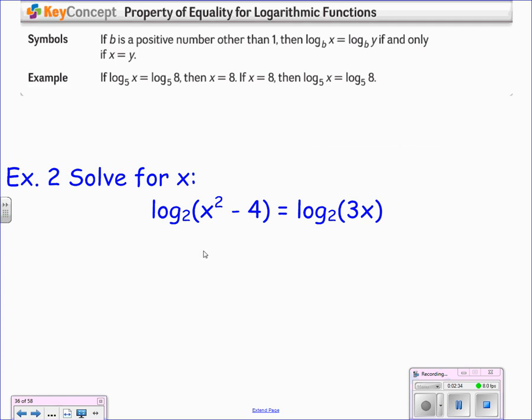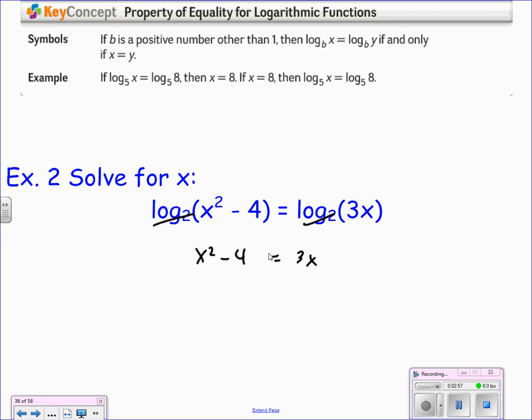To solve for x in this case, both logs have the same base, which is awesome because it works just like exponential equations, where if they have the same base, this part cancels out, leaving me only with x squared minus 4 is equal to 3x. So it leaves you with what we call arguments.